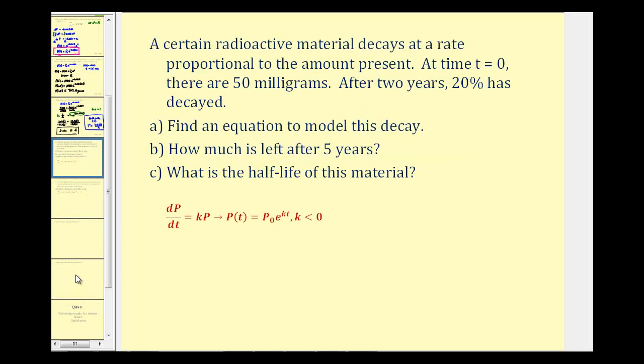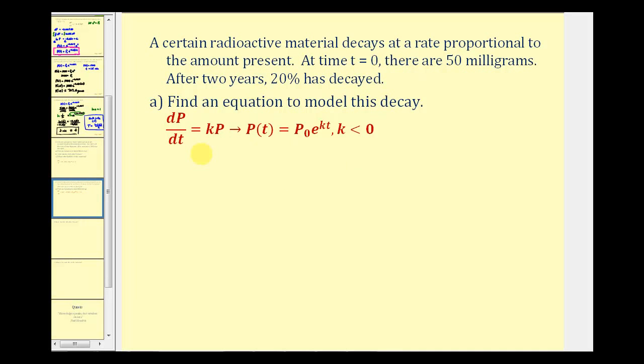So a certain radioactive material decays at a rate proportional to the amount present. At time t equals 0, there are 50 milligrams. After 2 years, 20% has decayed. We want to find an equation to model this decay. We want to know how much is left after 5 years, and then what is the half-life of this material. So let's start with part A by finding the equation that would model this decay.